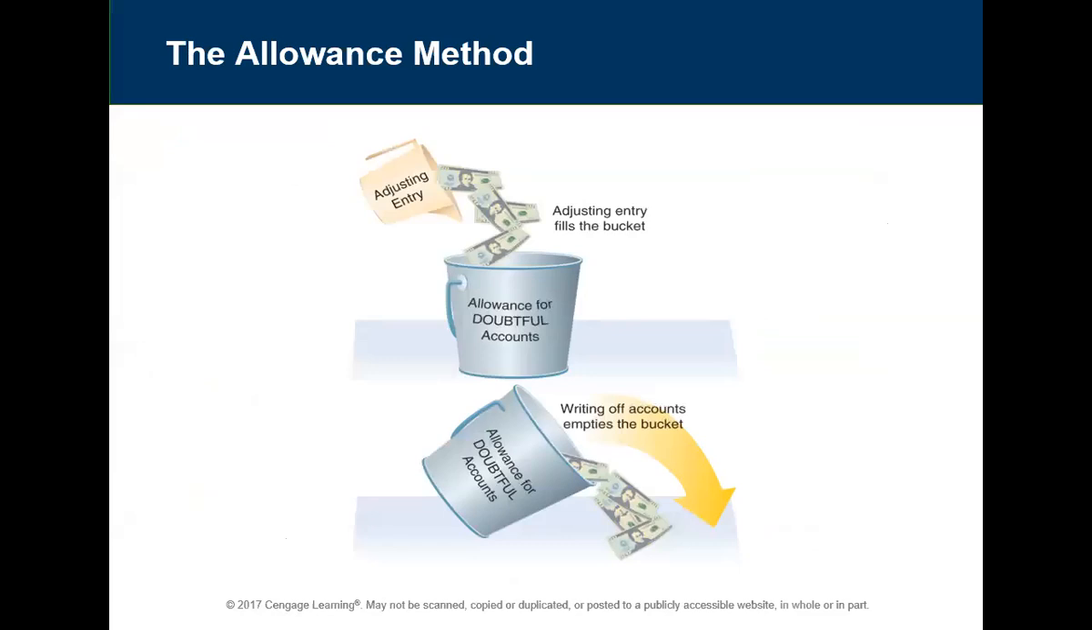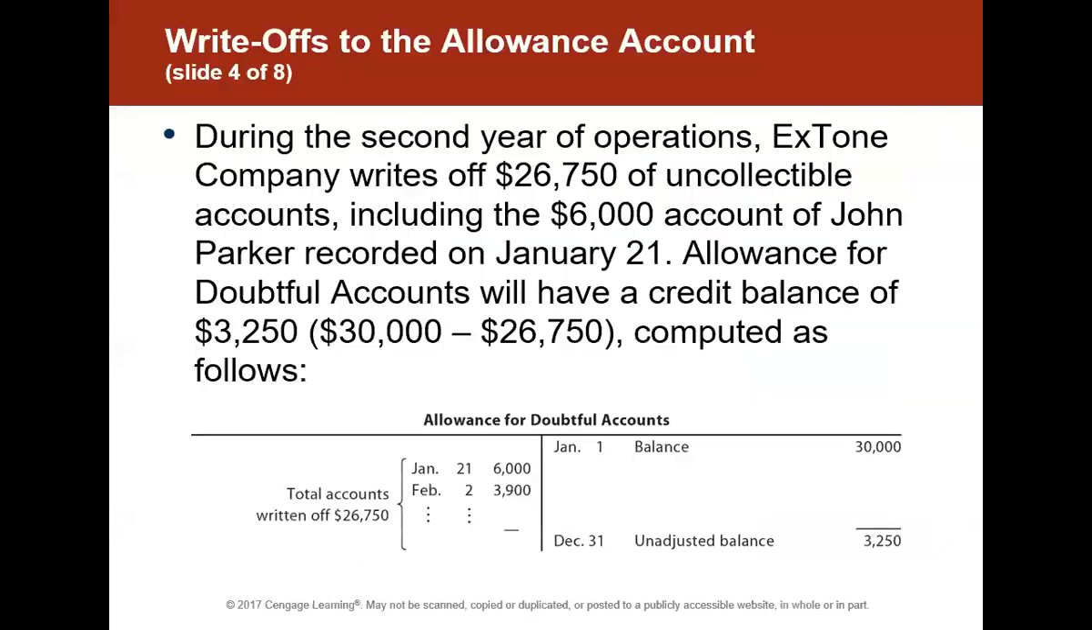They're showing it as a bucket there, right? So we took our adjusting entry and we filled that allowance for doubtful accounts with all the amount of accounts receivable we don't think we're going to get. And then as we write off accounts, that comes out of the allowance for doubtful accounts. Okay, so it's just a little different way of looking at it.